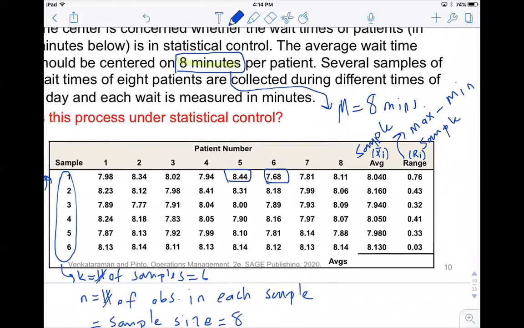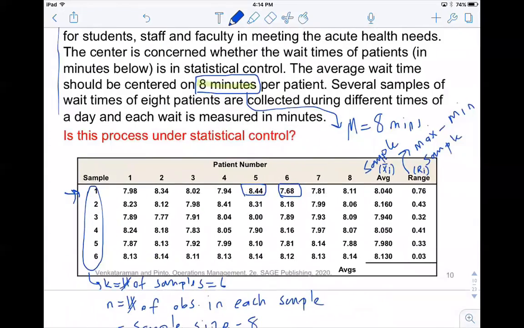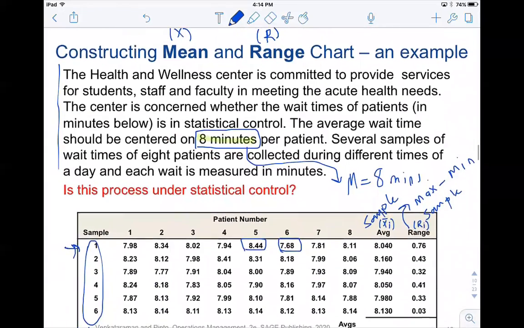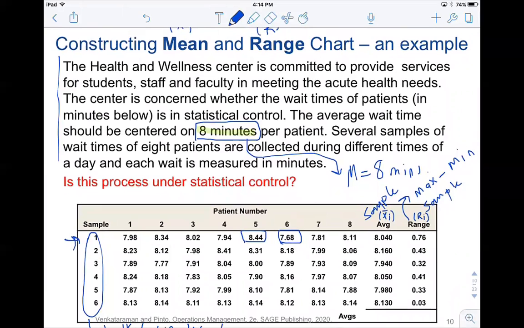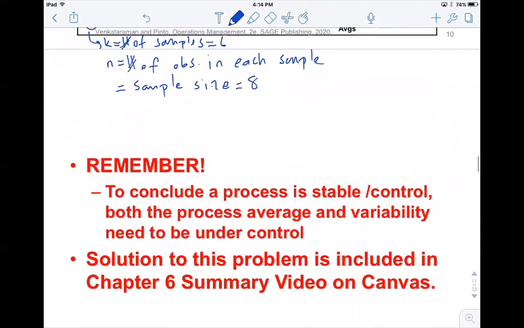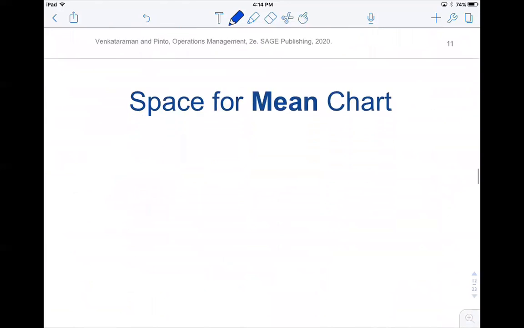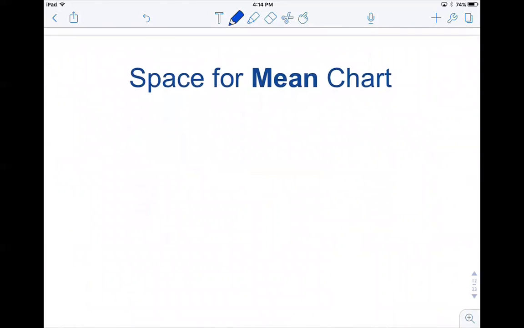Remember the takeaway that we concluded in the previous video: we construct both the mean chart and the R chart so that we can conclude whether our process is under statistical process control. Both charts have to be under statistical process control so that we can claim that this process is under statistical process control. That was the warning. So let's start with the mean chart. How do we do that?